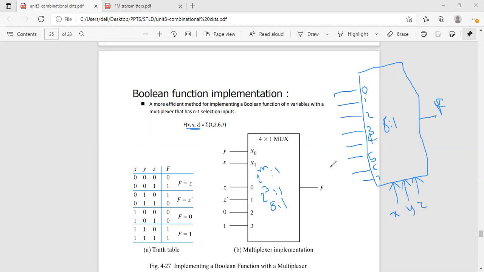So here if you observe, 1, 2, 6, 7: only these inputs will be high, given to logic 1. These inputs will be given to logic 1, because only there the output becomes 1, and the remaining inputs will be given to logic 0. Logic 0 means ground, or else you can write logic 0 here. So this is the actual function. This can be implemented by using an 8 to 1 multiplexer.